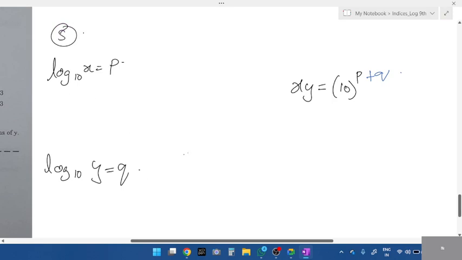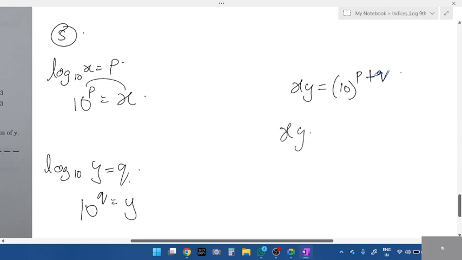Now tell me this. We need to find the value of x into y is equals to what? 10 to the power of p plus q. Simple. It is just two questions. They have given us two questions. Convert this into power. 10 to the power of p is equals to what? X. What about this? Tell me base, power and value. 10 to the power of q is equals to, take x value and y value.